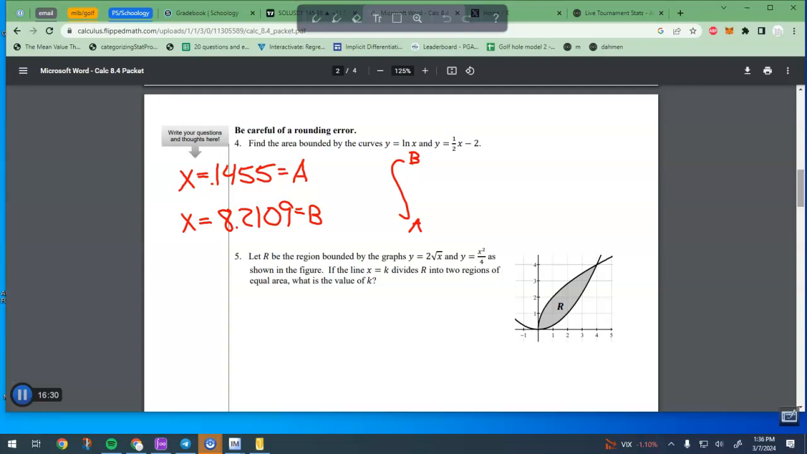So if you graph it, just remember the order that you type them in, and they'll pop up in that order. And you can tell which one's which.